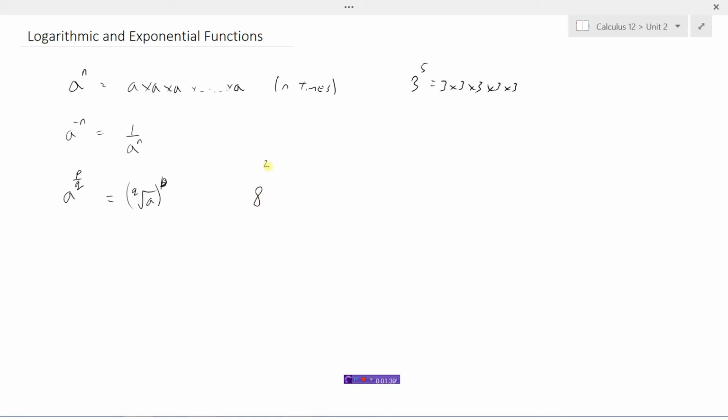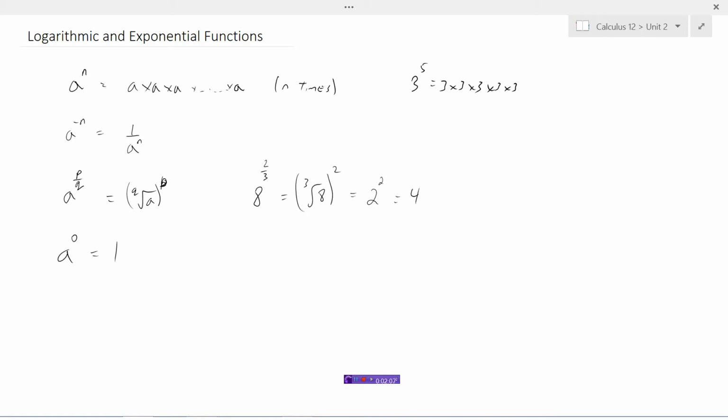So if we had 8 to the power of 2/3, what this really means is the cube root of 8, all squared. So the third root of 8 is 2, and 2 to the power of 2, or 2 squared, is 4. And then the other one we had was anything to the power of 0 is equal to 1. So that's a review, again, of some of your exponent laws.